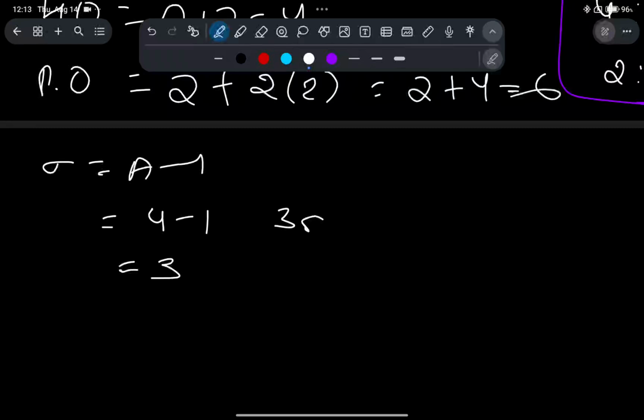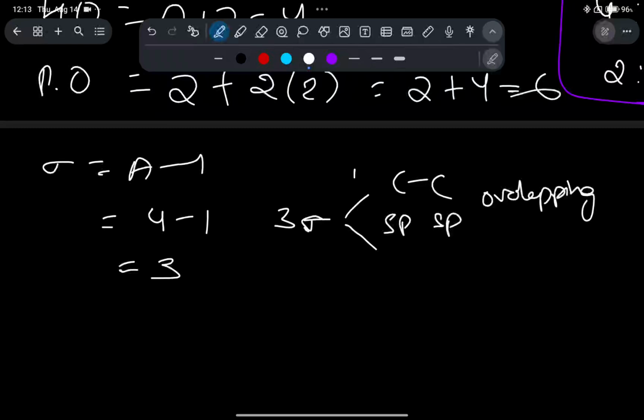So the 3 sigma bonds: one sigma bond is between the two carbons, with sp and sp hybridization overlapping, and 2 sigma bonds are present between C and hydrogen. So C-C and C-H are the 2 types, where sp and s overlapping will be seen.